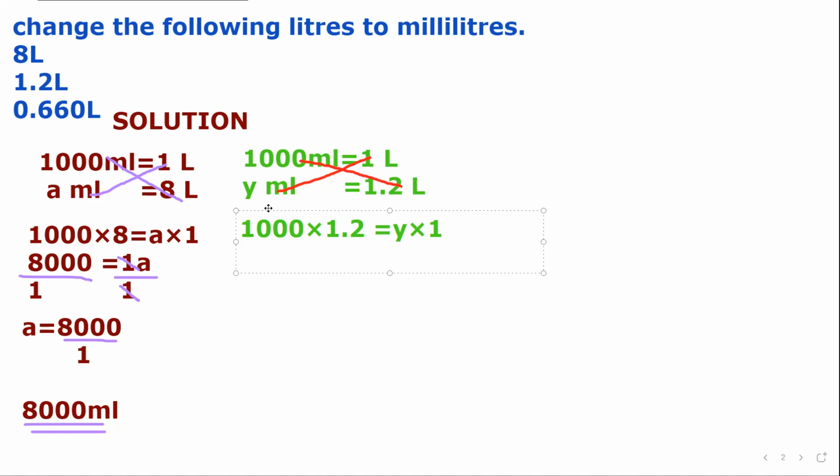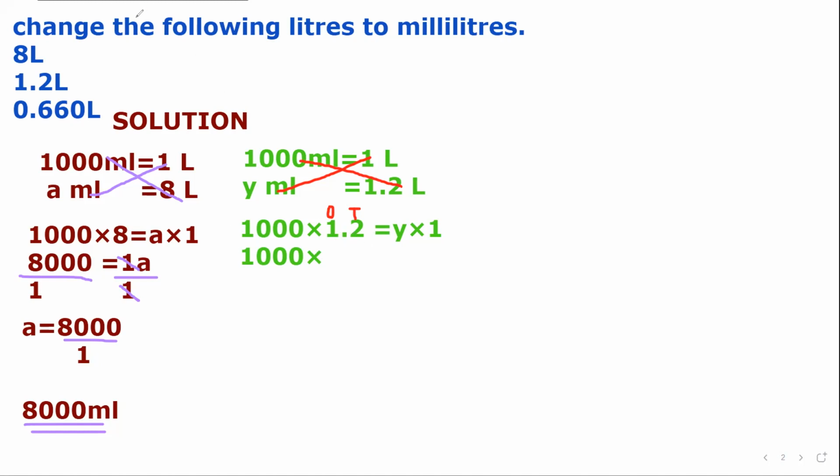Now the 1.2. Here you have to change the 1.2 to a fraction. So you get 1,000 times 1.2 to fraction. You have to indicate the decimal numbers here. The decimal place values start with the tens, while the whole numbers start with the ones. So for the decimal number you have to remove the point, and then divide by 10 to compensate for the point.